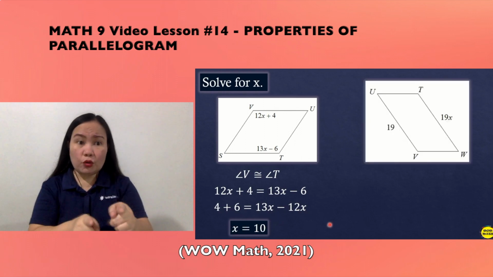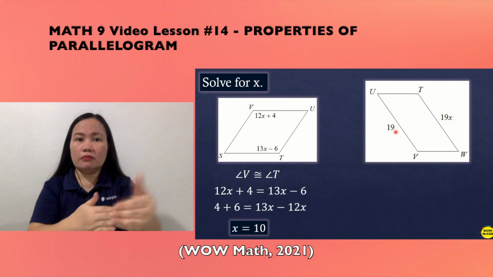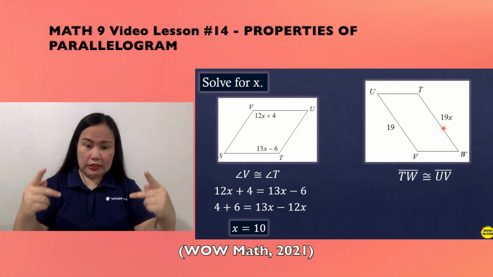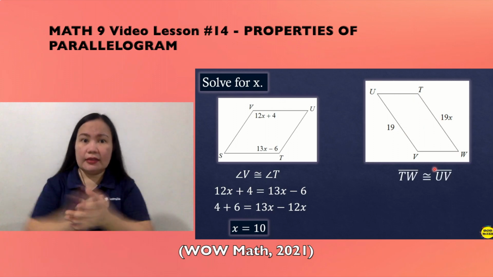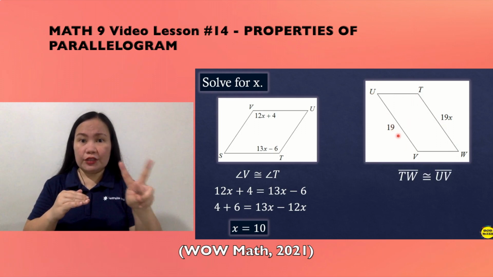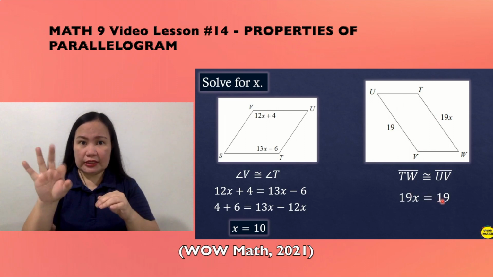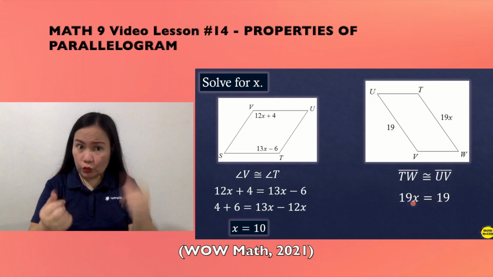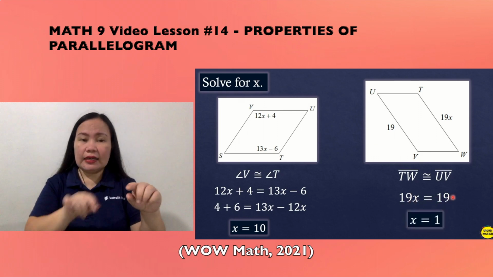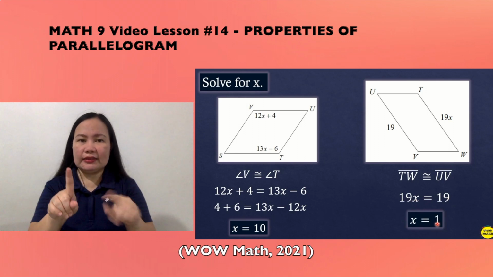Next. Opposite sides, anong property ang pwede natin apply dito? Opposite sides are congruent. So, side TW is congruent to side UV. Okay? So, ibig sabihin, equal yung sukat nila. So, 19x is equal to 19. So, to solve for x, divide both sides by 19. So, 19 divided by 19, the answer is 1. So, yung value ng x is 1.